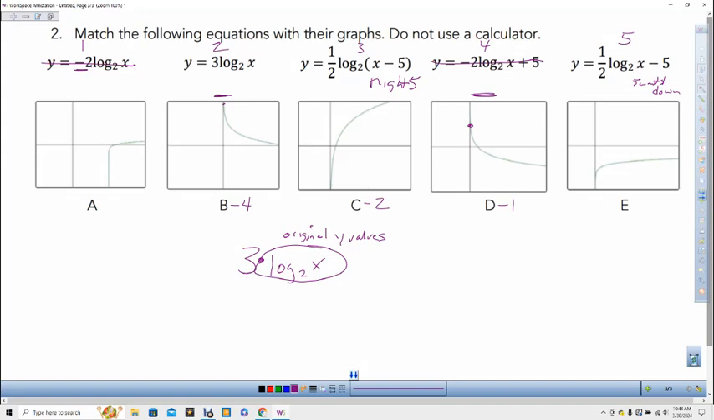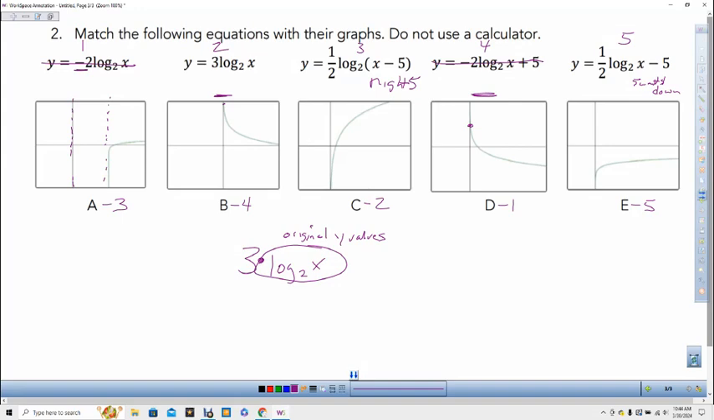So now just break down which one's which. Which one went down 5 units? This one right here. So E is 5. This one, oh, nope, hold on. This one shifted over, including that vertical asymptote. That vertical asymptote is now over here at +5. So A is going to be 3.